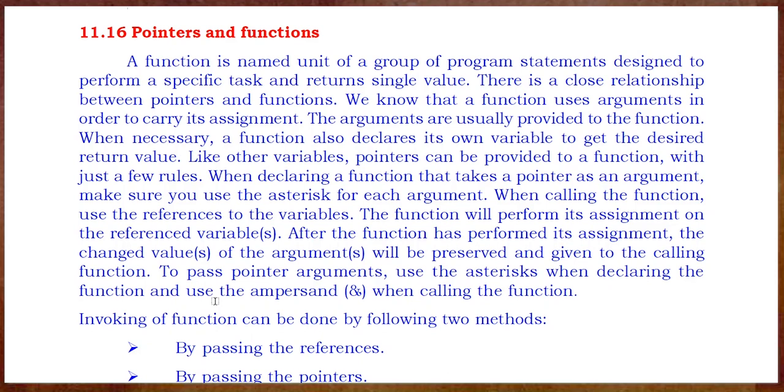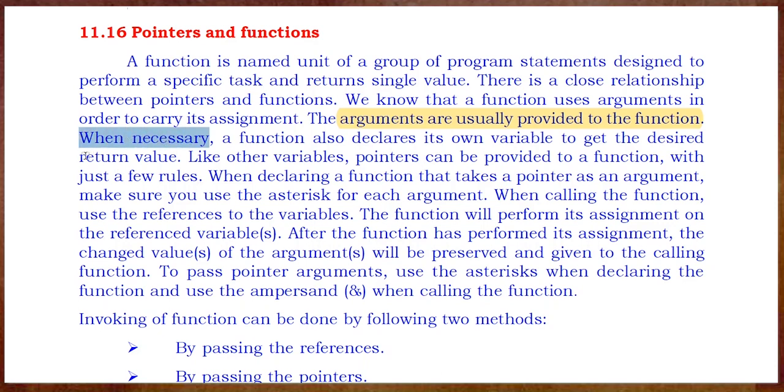We know that a function uses arguments in order to carry out its assignment. The arguments are usually provided to the function when necessary. A function also declares its own variables to get the desired return value. Whenever we pass some arguments to a function, the function will accept them, assigning the values from a calling function to the called function. That's why arguments are usually provided to functions when necessary.